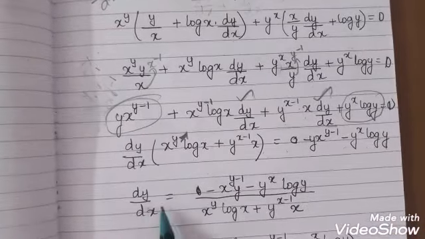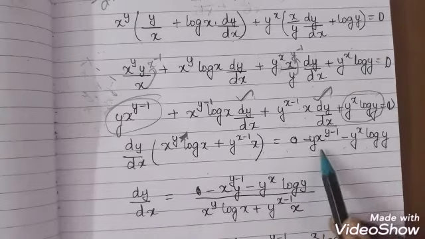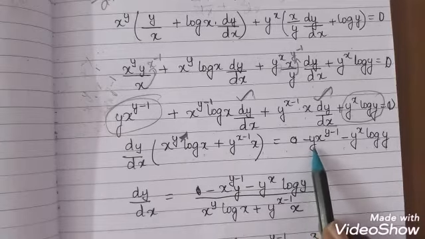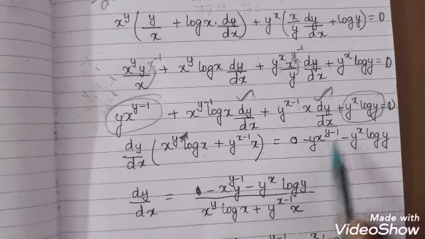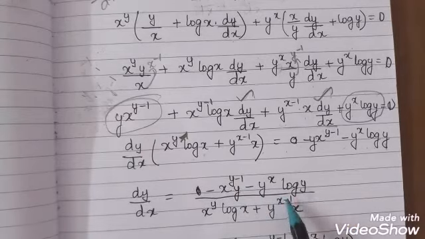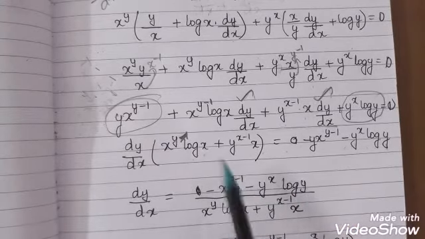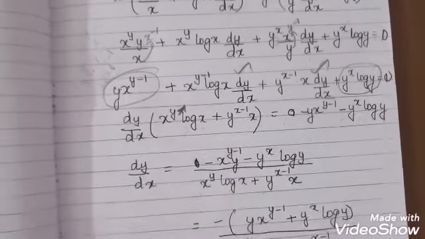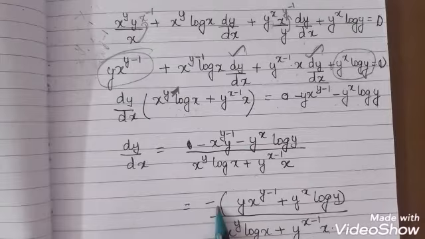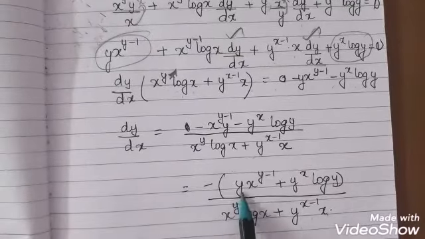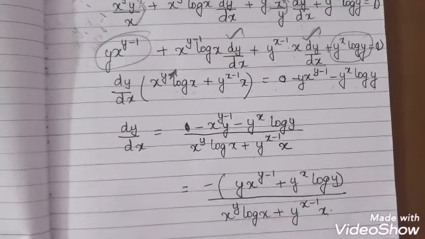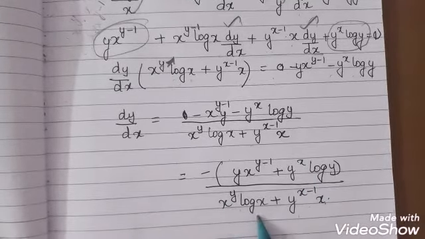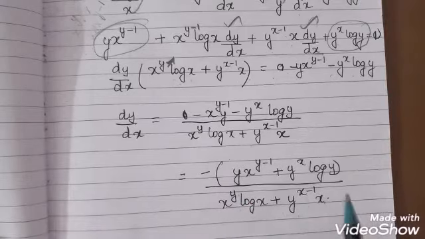So what is your dy by dx equal to? Dy by dx is nothing but this divided by this. So what will you get? Minus x power y minus 1 minus y power x log y divided by x power y log x plus y power x minus 1 into x. This is what you have here. So you just take the minus sign outside. You are left with y into x power y minus 1 plus y power x into log y divided by x power y log x plus y power x minus 1 into x.